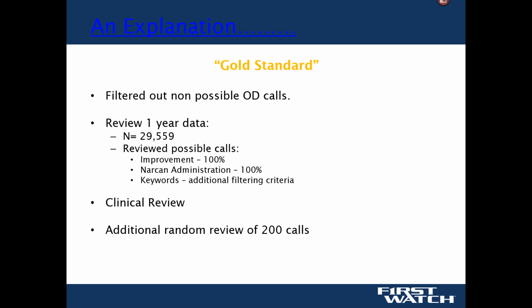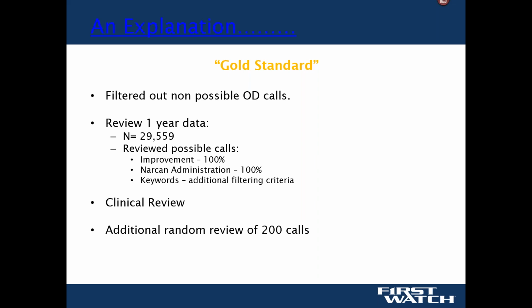Then we were left with this very big chunk of data that just included keywords. From it, we did another layer of filtering criteria, taking in all calls that had a primary impression, or anything that could be related to overdose, and from those we did 100% code review. Then we did an additional random review of 200 calls. From the very first tier at the very top, we took 50 random calls and reviewed them to make sure that we were not missing any probable overdose calls.